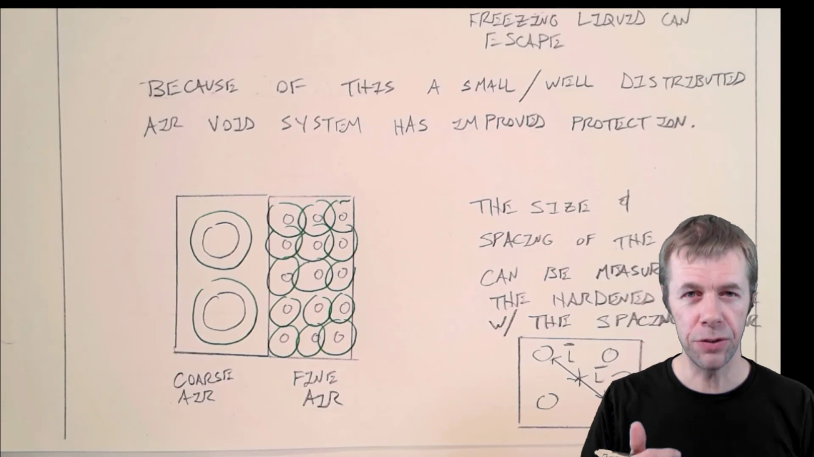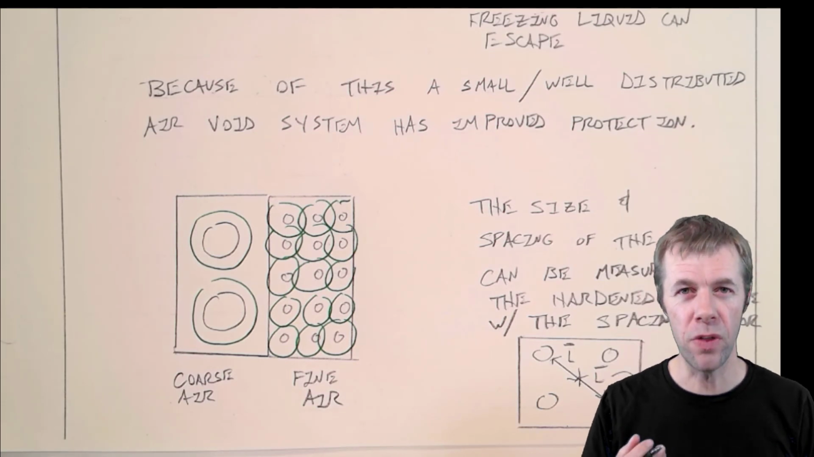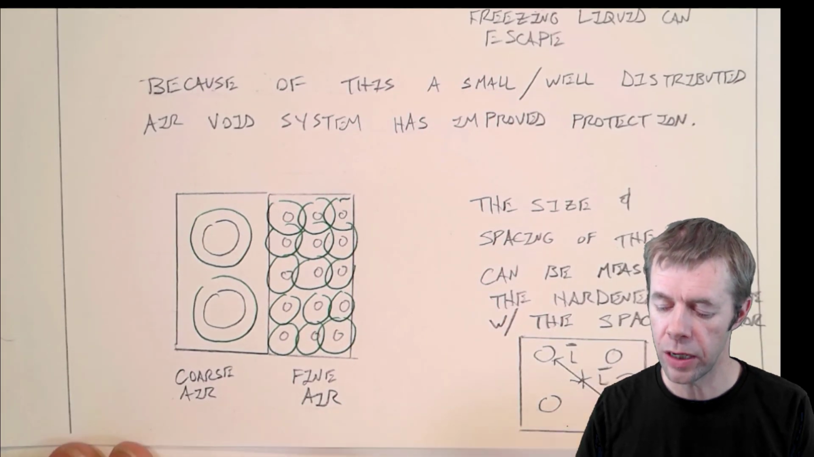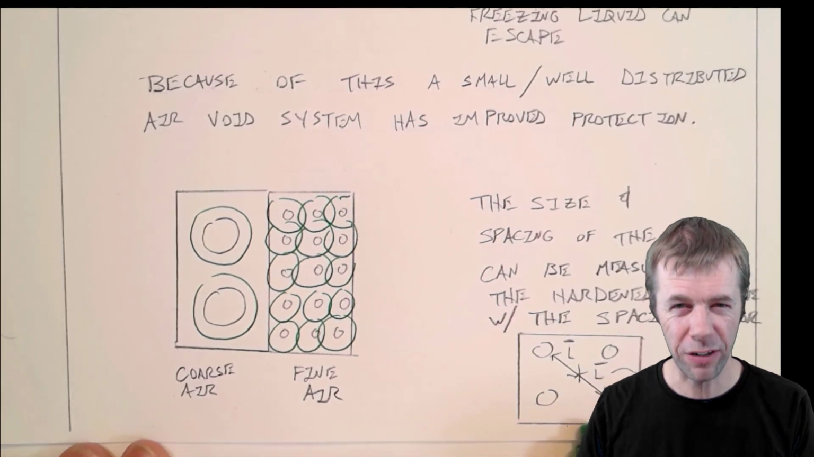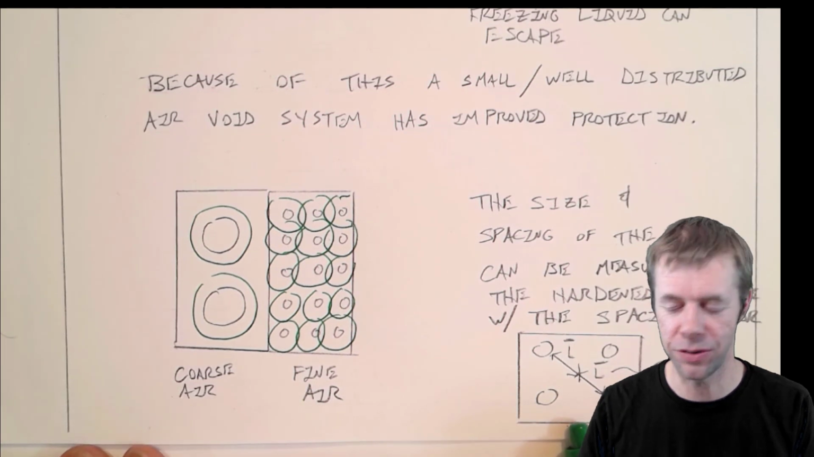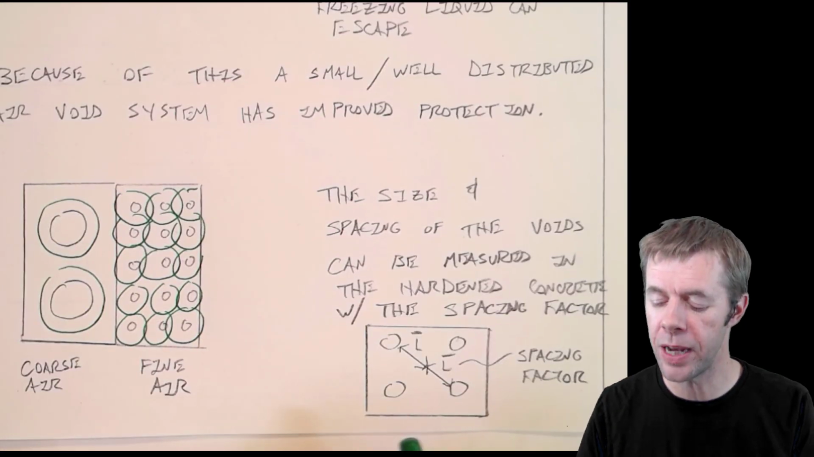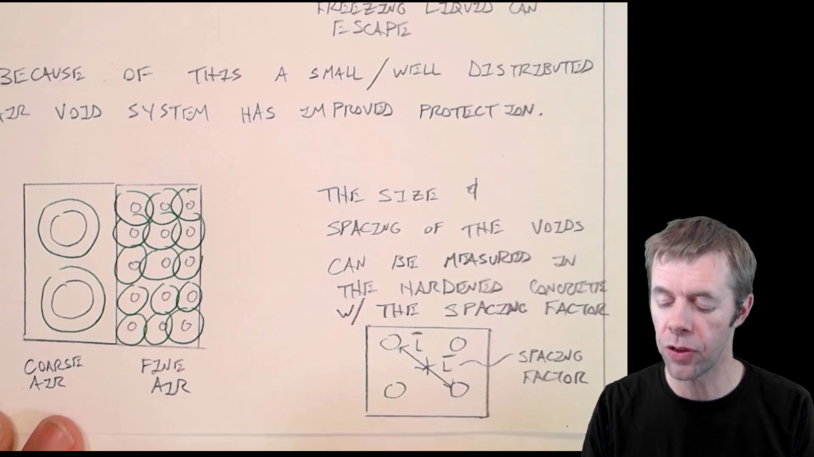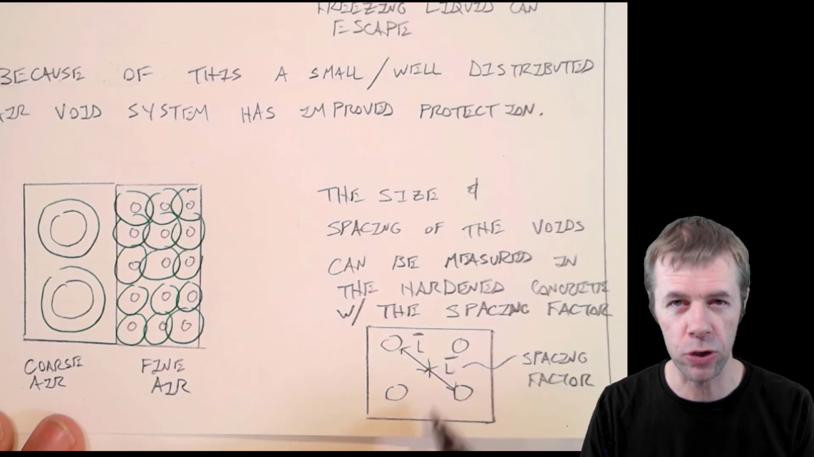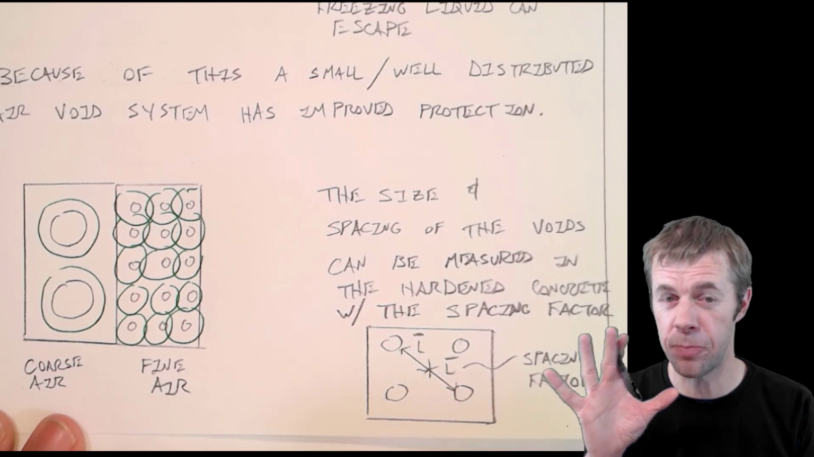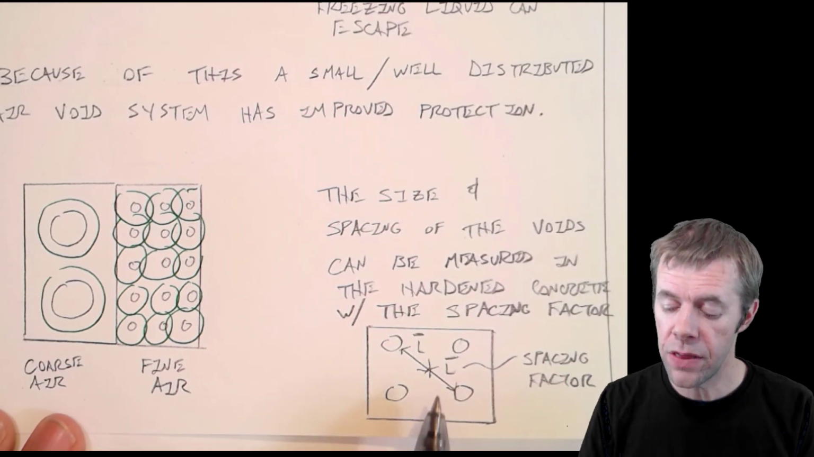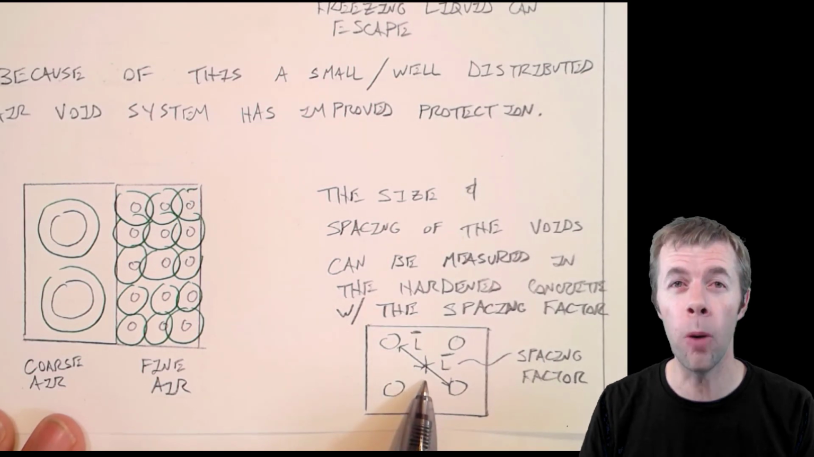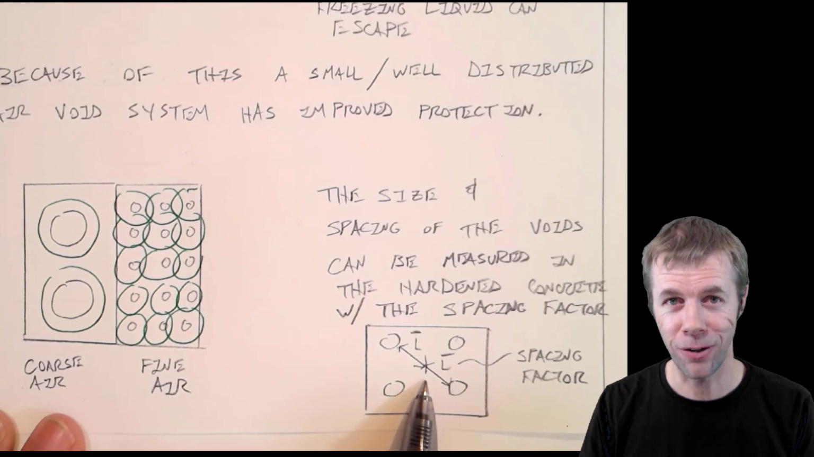How do we know what this is? How do we measure this? Well, the size and the spacing of the voids can be measured in the hardened concrete with something called the spacing factor that you get out of a hardened air void analysis. I'll tell you about that in just a second. But the spacing factor, if I have this idealized spacing of my bubbles, is kind of like the longest distance that a water molecule would have to travel in this idealized system. This diagonal distance would be the largest one, and this would be twice something called L bar, or the spacing factor.